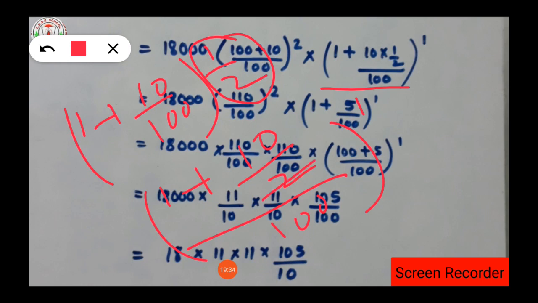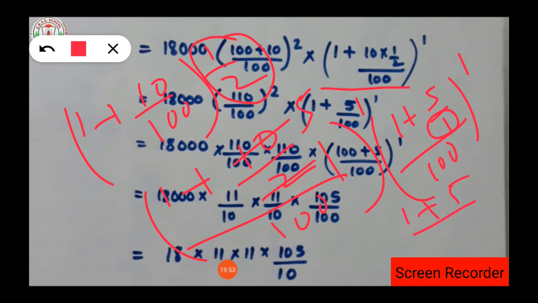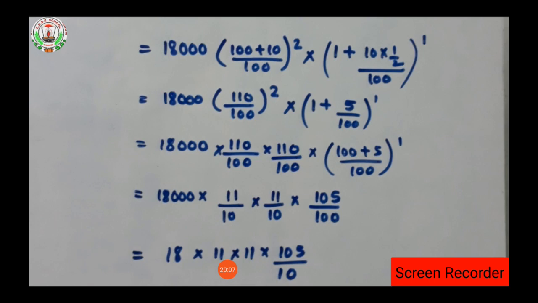Now 10 and 2 will get cancelled: 2 ones are 2 and 2 fives are 10. So what is the number left over after cancellation? That is 1 plus 5 upon 100 whole to the power 1. As the denominator 1 does not have any value, it will be 1 plus 5 by 100 whole to the power 1. So have you understood what we did here?